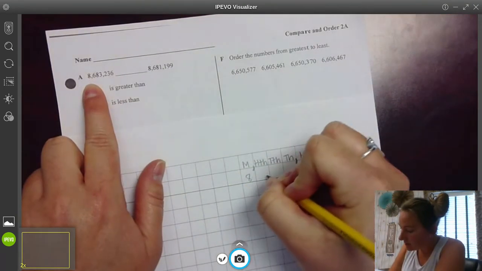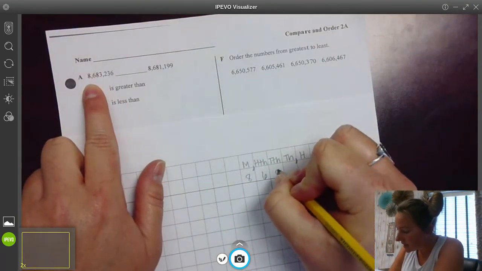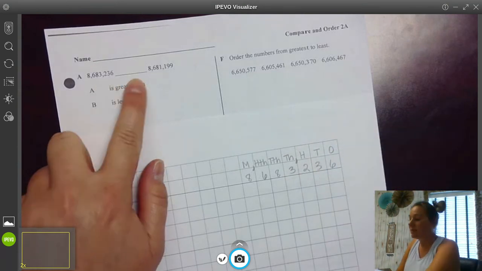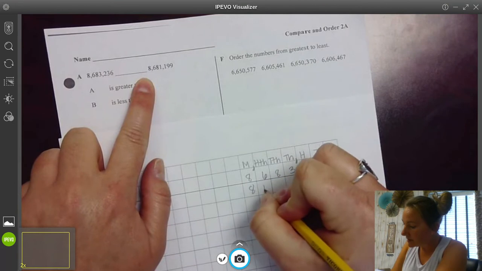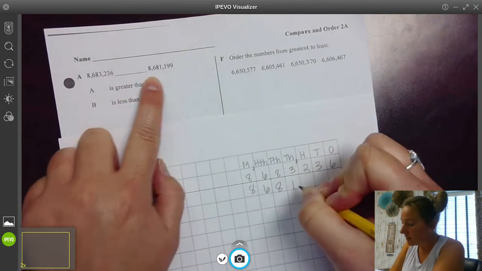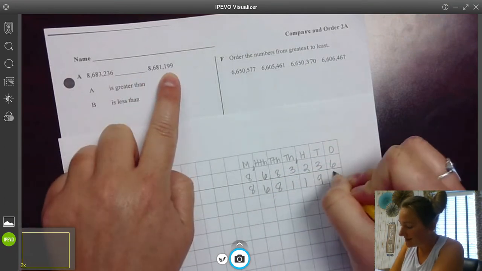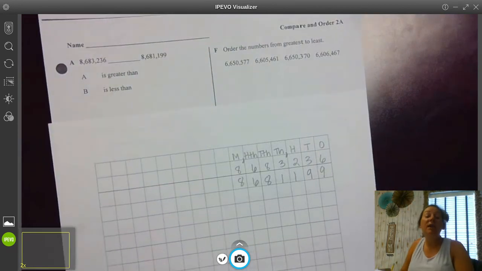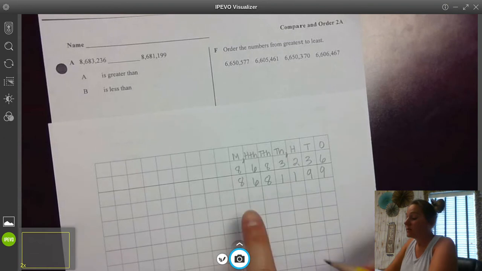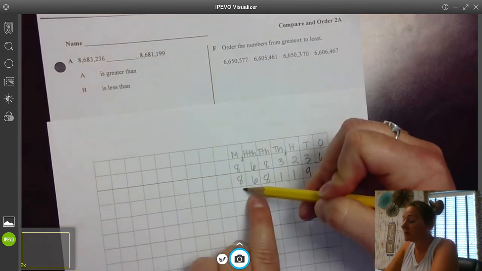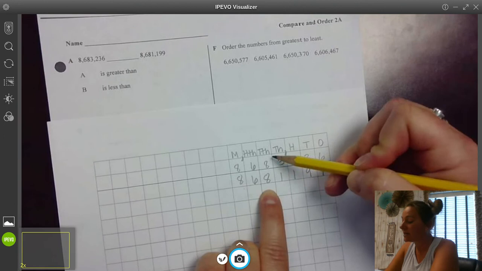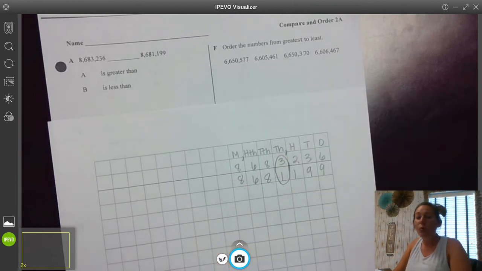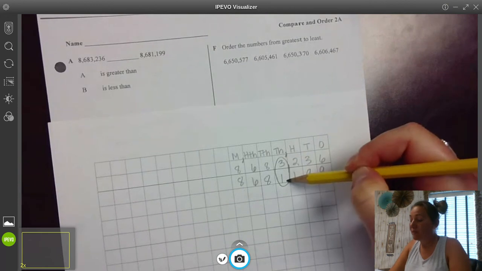So I have 8,683,236. And I'm comparing that with 8,681,199,000. Okay. So when you compare numbers, you start in the greatest place value. So I'm looking at the millions, they're the same. So I go to the next place value. They're the same. Go to the next place value. They're the same. So then I'm going to the thousands place. Well, which is greater? 3,000s or 1,000?